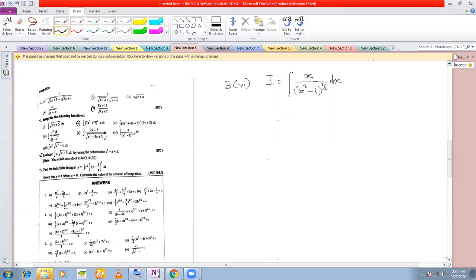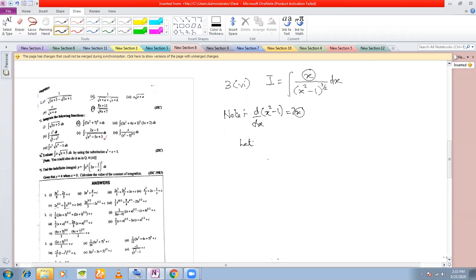Now check. If you differentiate the denominator, x square minus 1, will you get the numerator? Forget about the power 3 by 2. Only see the base, x square minus 1. If I differentiate x square minus 1, I will get 2x. Do I have x in the numerator? Yes, good. That means now I can apply that technique.